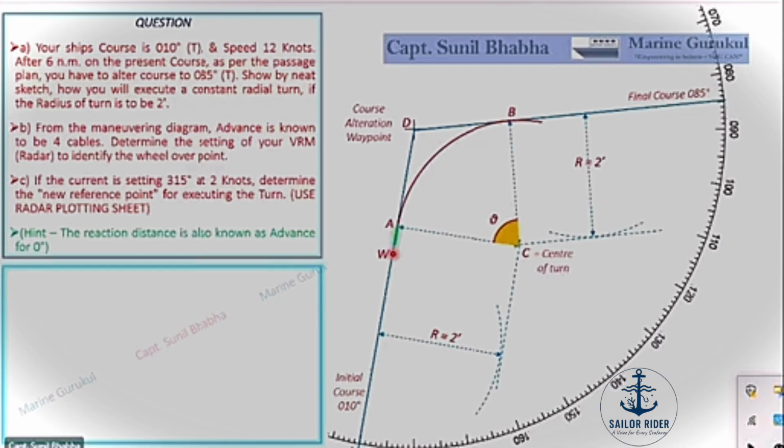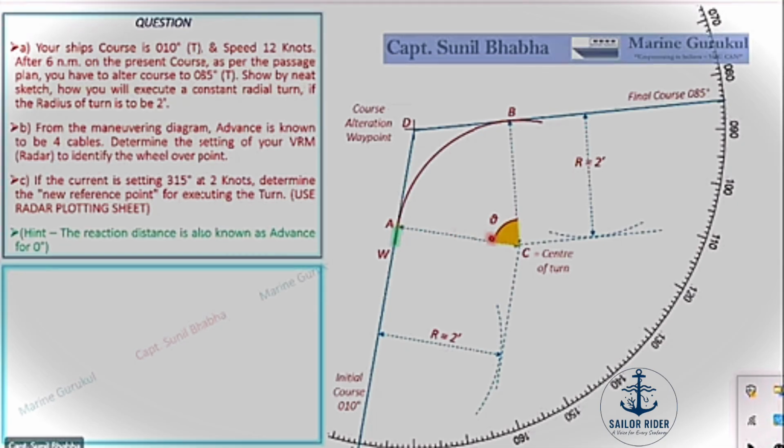So the wheel is given, the helm order is given. The vessel takes 0.4 miles to react. So the vessel travels from point W, Whiskey, to point A, Alpha, and takes this much time to react to the helm order. Once this reaction time or reaction distance is covered, the vessel responds to the helm and starts to move on the curved path. So we have the wheel over point on our plot now, represented by W, Whiskey.